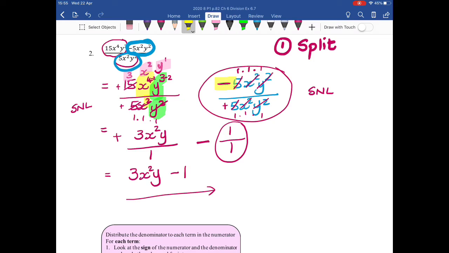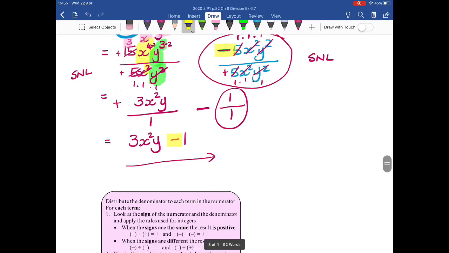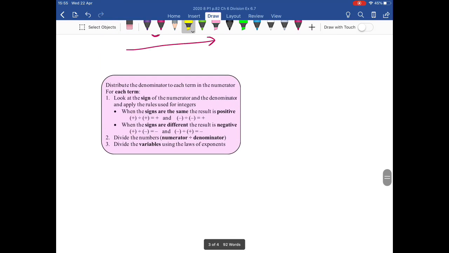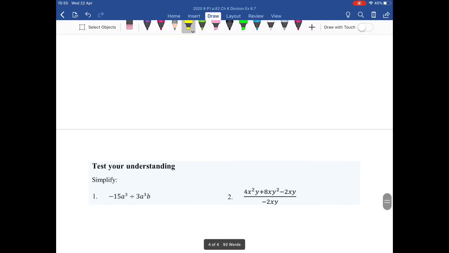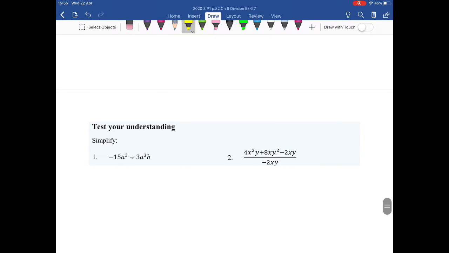I have 2 terms. None of them are like terms. So that is the answer to that simplification. In your book, again, you will get the little explanation. Right, I want you to go and do your test, your understanding. I'm going to finish off here. When you've done it, please go and look at the video explaining the test, your understanding.